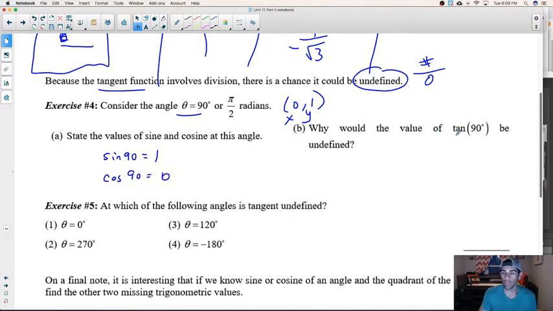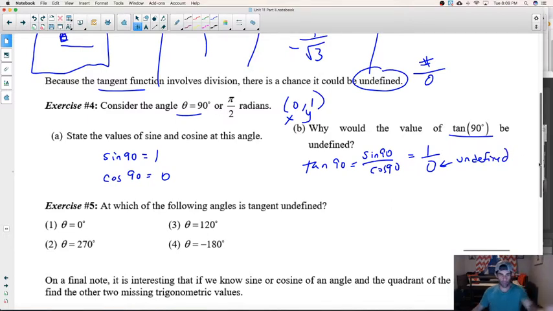So why would the tangent of 90 be undefined? Because remember, we are doing sine over cosine, and we just defined that as 1 over 0. And there you go. That makes it undefined.